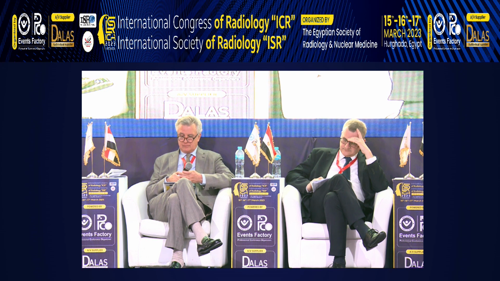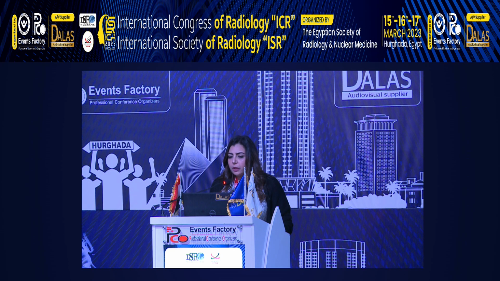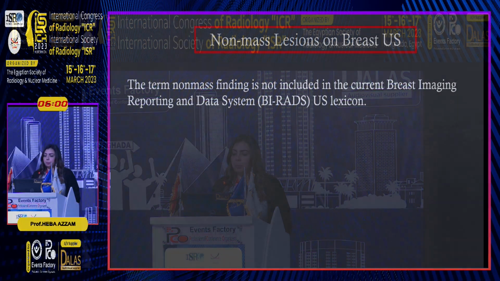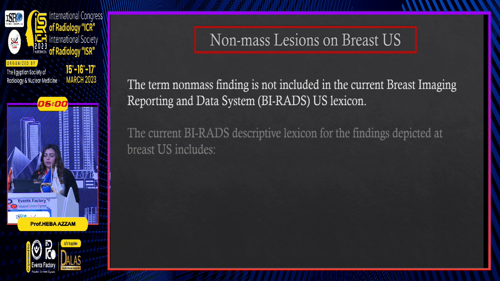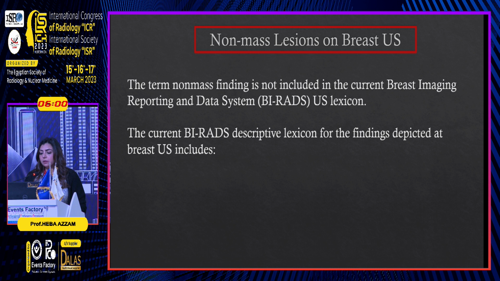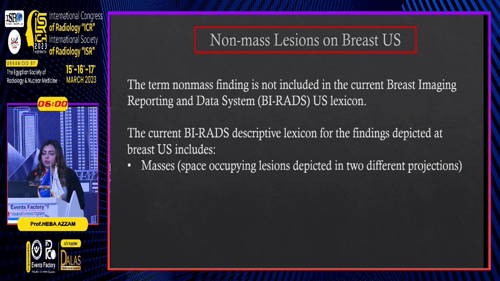Thank you, Dr. Ashraf. Good afternoon, everyone. Today we're going to talk about non-mass lesions on breast ultrasound. The term non-mass finding is not included in the current Breast Imaging Reporting and Data System ultrasound lexicon. The current BI-RADS descriptive lexicon for the findings depicted at breast ultrasound includes masses, which are space-occupying lesions depicted in two different projections, calcifications, and associated features.